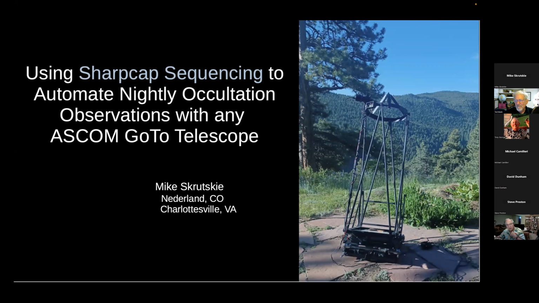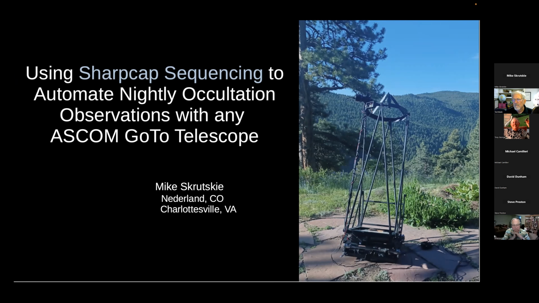For the last year or so, I've been experimenting with the SharpCap sequencer to see if I could fully automate a night of occultations. And so far, it's been going very smoothly, very well with a variety of telescopes. I wanted to share with you my experience, some of those techniques, and certainly field as many questions as I can, and open myself in the long run to any questions you might have if you want to try to do this yourself.